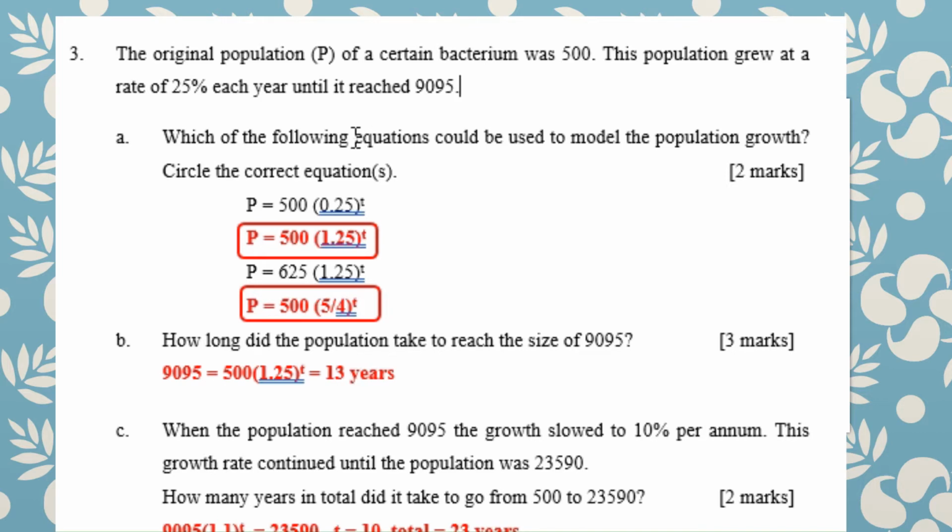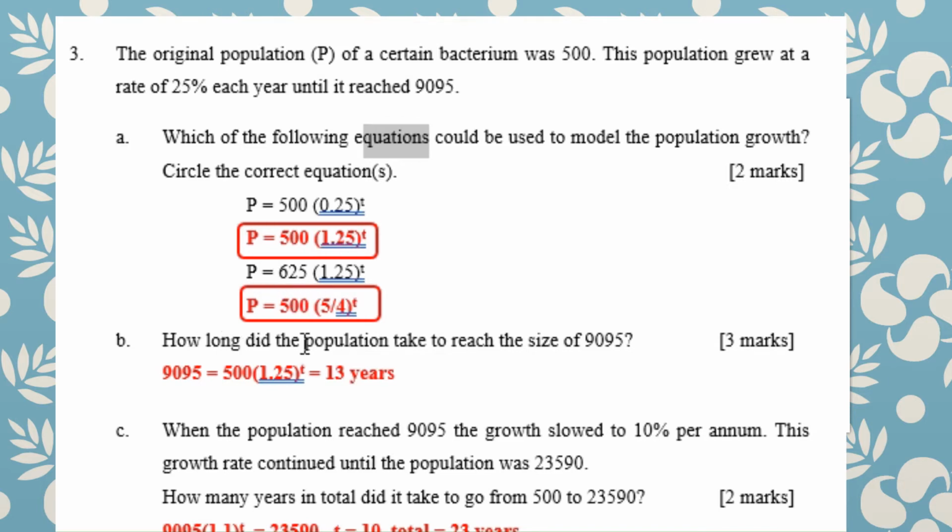Which of the following equations... when you see "equations", you know you have more than one equation to circle. The first one is definitely wrong because your a must be 1 plus r, and this is only r. The second is correct. The third is definitely wrong, your k is not 625. The last one is also correct because 5 over 4 is the same as 1.25. So you got the second and fourth.